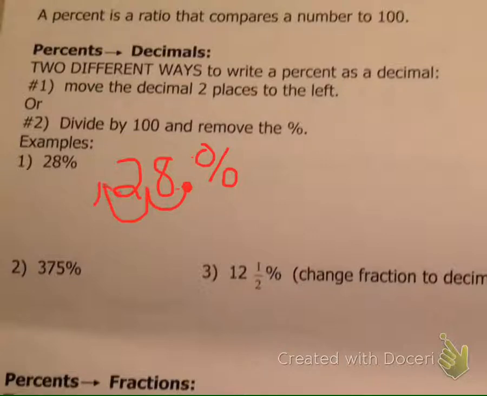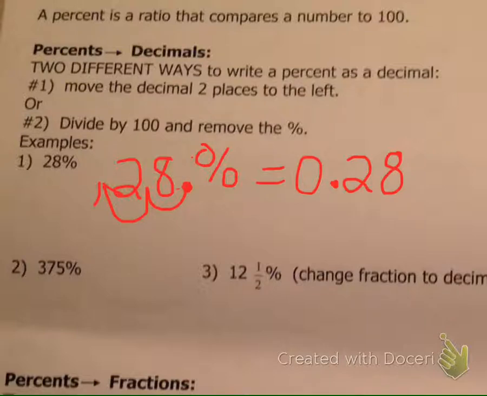And that would give us our decimal of 0.28, or you would say that properly, 28 hundredths. Okay, and doesn't that make sense that 28%, well, a percent is based off of 100, and you have 28 hundredths when you write it as a decimal.